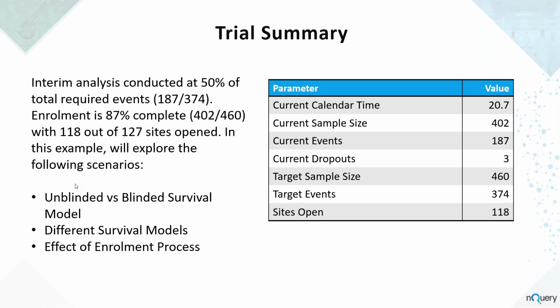So as I said, the main things that we want to look at today compared to last month, where we focused mostly on the enrollment process, which I'll just reiterate briefly but not really focus on today, is: one, looking at unblinded versus blinded survival models for predictions. Secondly, looking at the effect of different types of survival models. And thirdly, briefly, the effect of enrollment.